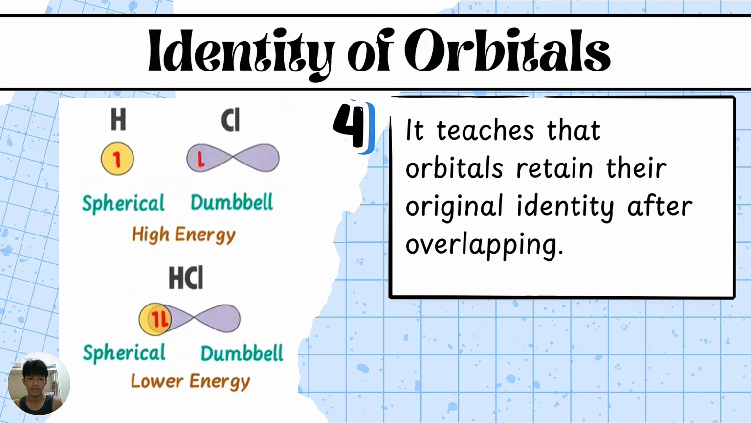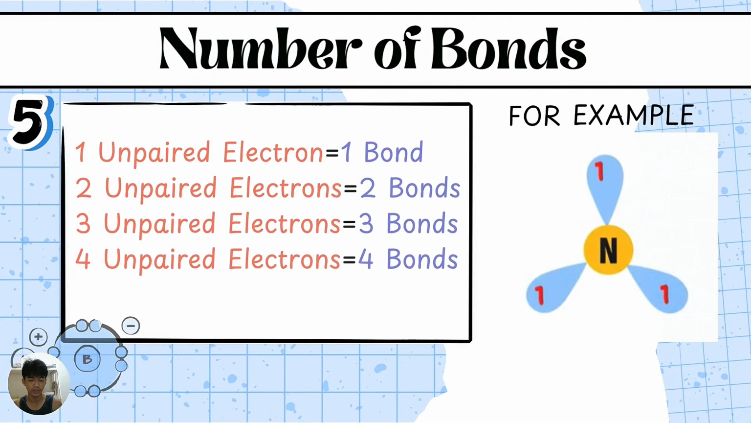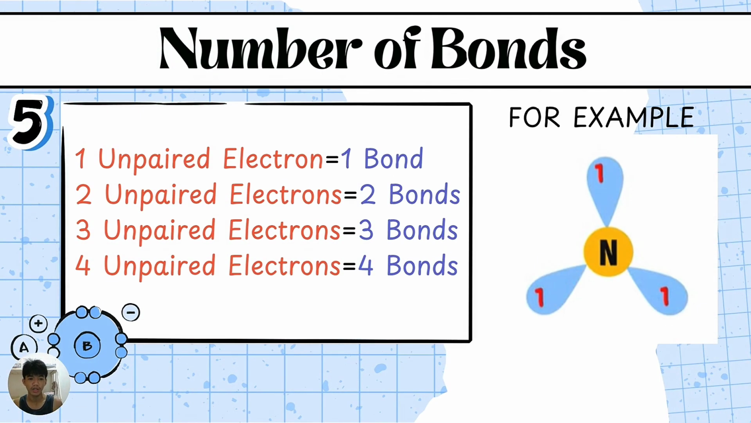So, moving on to the next point, the number of bonds. It states here that if you have one unpaired electron, you will form one bond. If you have two unpaired electrons, you will form two bonds. If you have three unpaired electrons, you're going to form three bonds, and four unpaired electrons will form four bonds. So it's very simple and easy to understand. If you have this amount of unpaired electrons, you're going to form that amount of bonds.